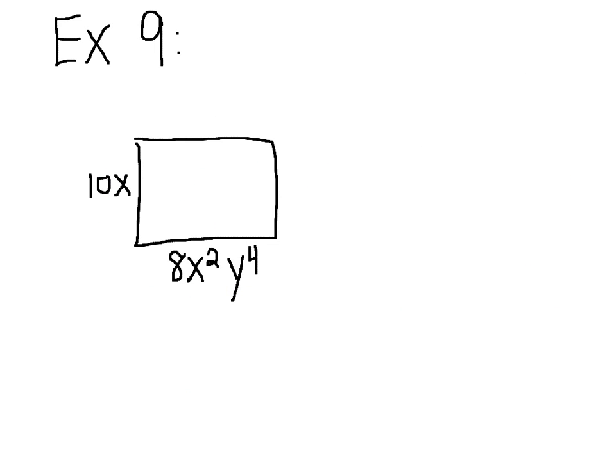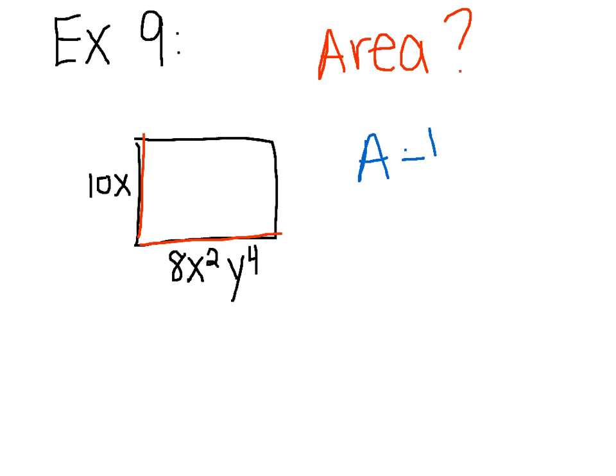Here I have a rectangle. It has a length of 8x squared y to the 4th and a width of 10x. I want to find what the area equals. Well, how do you find the area of a rectangle? Hopefully you're saying area equals base times height, because if you said that, you'd be correct.